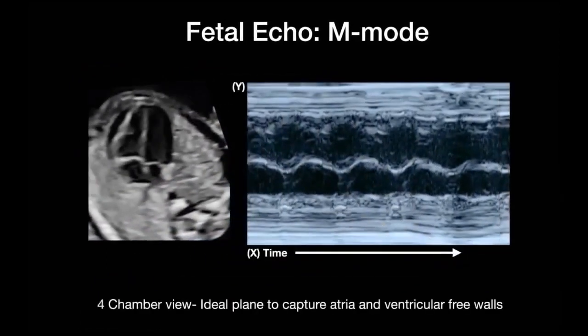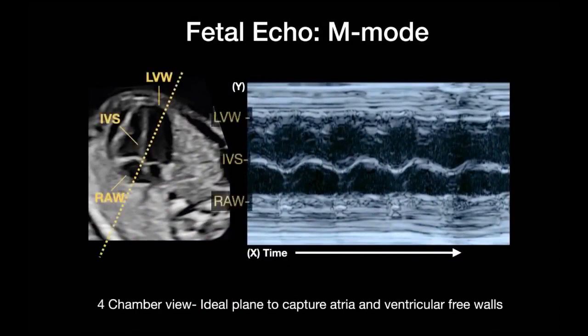And here you can see the intersection, where it shows the left ventricular wall and also a nice interventricular septum and right atrial wall. And here you have your atrial to ventricular wall, just showing 1-to-1 AV conduction. So again, the 4-chamber view is the ideal plane to capture atrial and ventricular free walls.